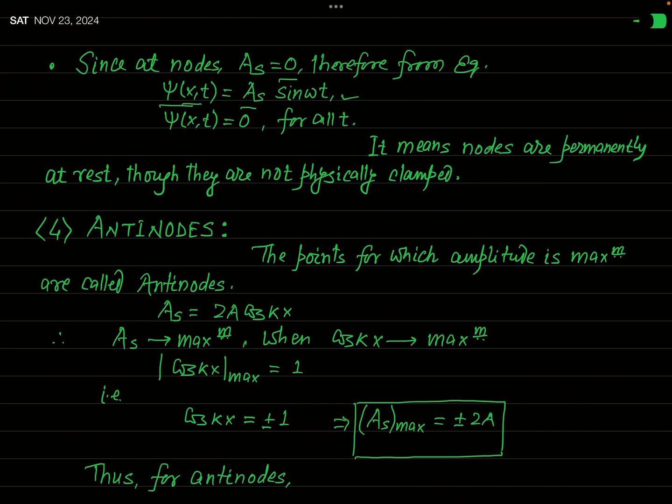Here, this psi represents the displacement of the particle at position x at time t. But if you are talking about a standing wave, you know the amplitude AS is 0 at nodal points. At all nodes, AS remains 0 at any time. So if AS is 0, then this psi, which is the displacement of the particle, will be 0 at all times at nodal points.